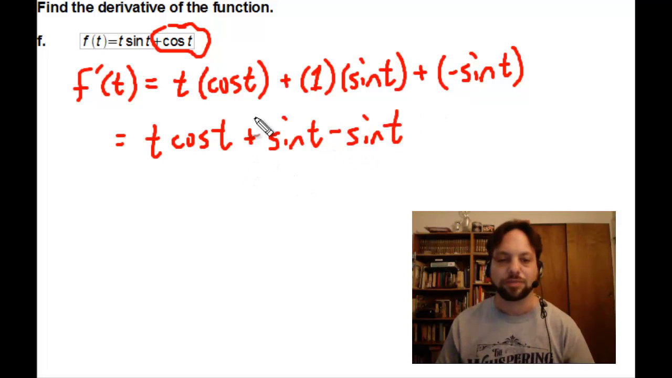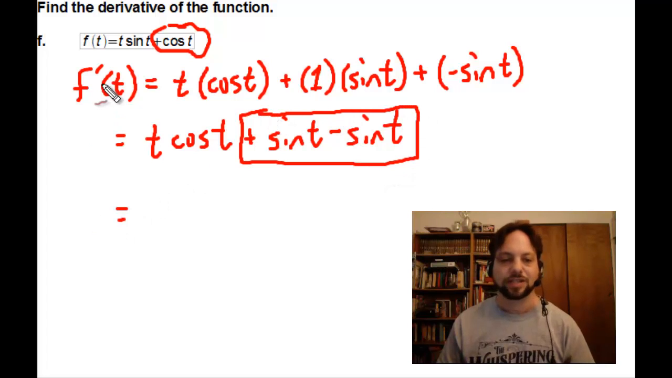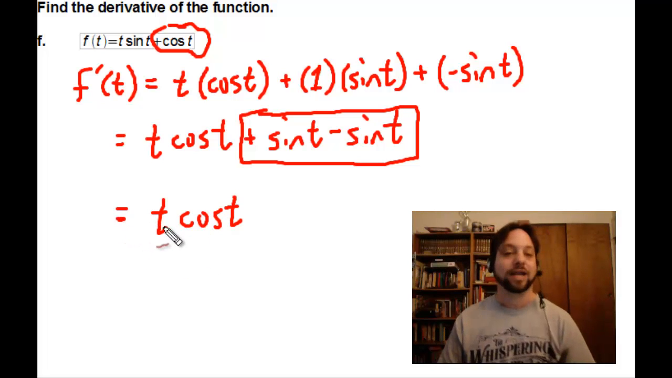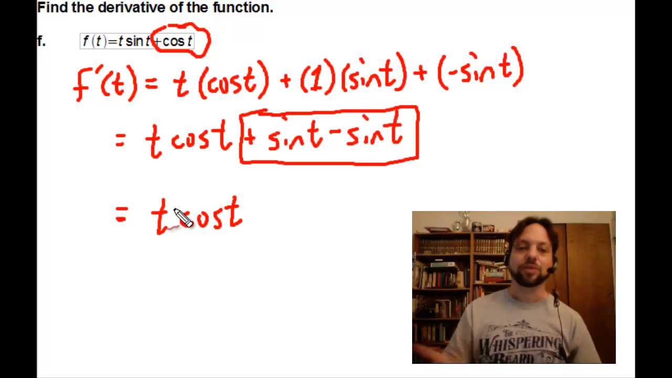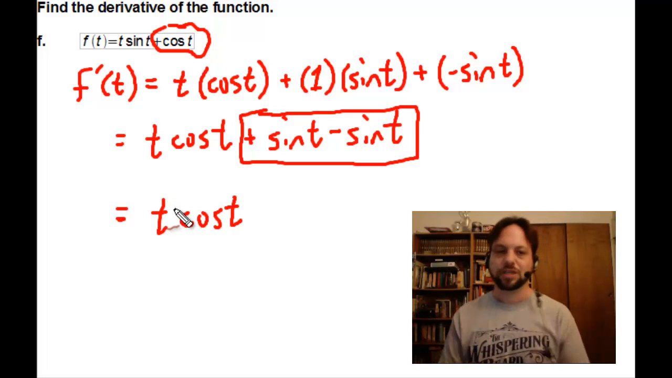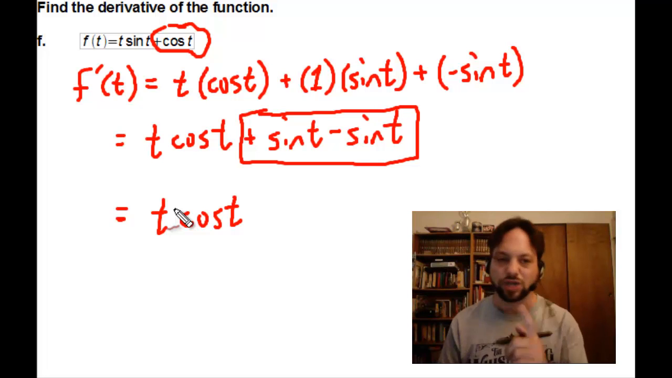Do you see why we simplified it? Look what's happening to these two terms. And so the derivative of this original function is simply going to be t times the cosine of t. That's not too bad. It actually looks like the derivative is easier to deal with than the original function. Sometimes that's the case, sometimes not. It's not really any observation you want to make in the future, but we'll talk a little bit about that in just a moment.